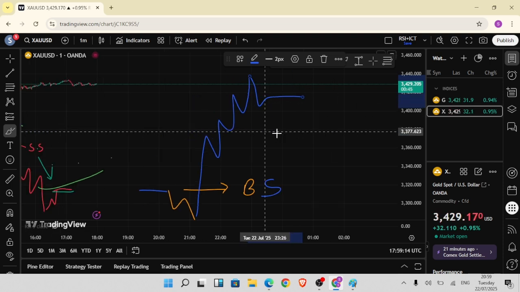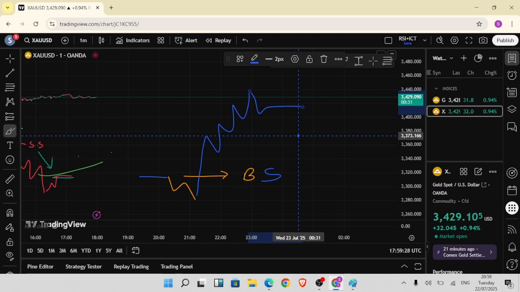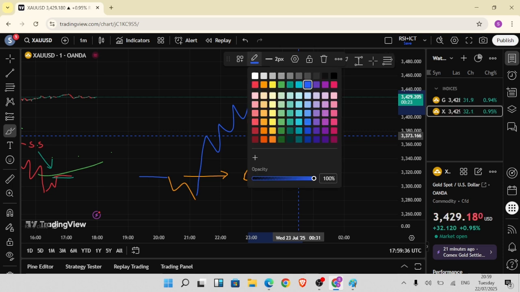Now at this point, what do you want to do? You want to close this trade because this candle has now finished forming. Now you can choose to use a fixed risk to reward system, a stop loss and a take profit. Maybe you place your stop loss here.